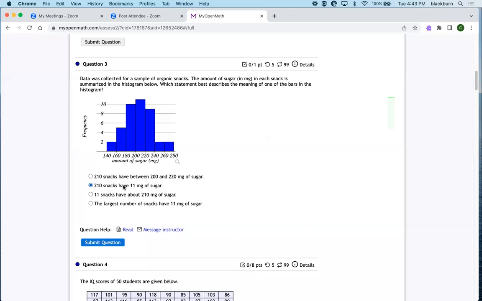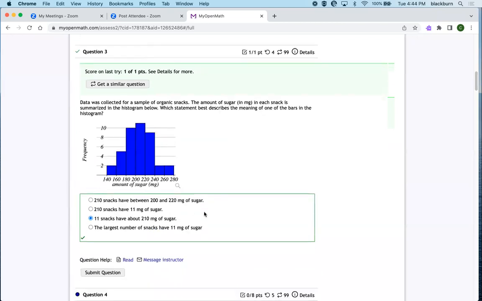That's probably going to be the winner because halfway between 200 and 220 is 210. And there's 11 of them that have that many milligrams of sugar. And then 11 snacks have about 210. Oh, I'm wrong. I'm totally off. It's this one I meant to check. 11 snacks have about 210 milligrams of sugar. The largest number of snacks have 11 milligrams of sugar. No, the largest number of snacks have about 210 milligrams of sugar. So there we go.